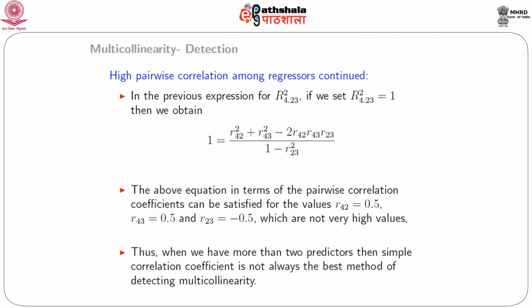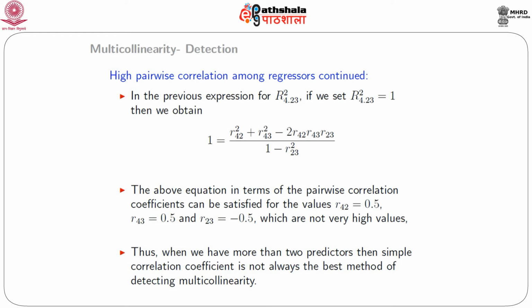Now in this expression on the right hand side we had the coefficient of determination R square 4.23. If this term takes the value 1, then we can write 1 equals the expression for R square 4.23 in terms of the correlation coefficients. So the above equation in terms of the pairwise correlation coefficients can be satisfied for the values r42 equals 0.5, r43 equals 0.5 and r23 equals negative 0.5. I have not done the detailed calculation here, but I leave it for the students to compute and see that the above expression holds good.